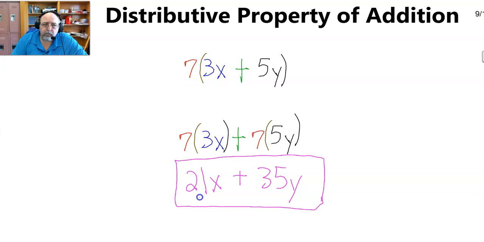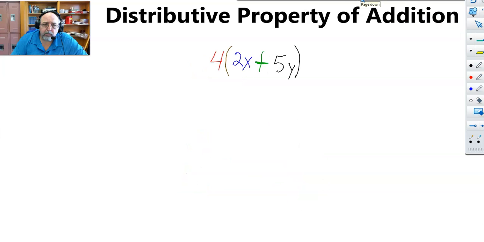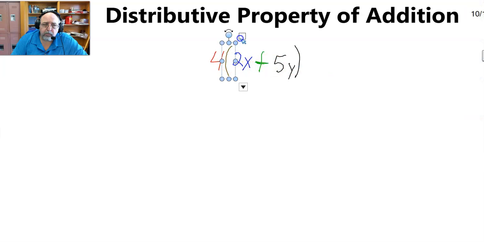Because now we know how many x's we have, and we know how many y's we have. Let's try that again. We're doing distributive property of addition. So here we go right here. We're going to do the same thing that we did a while ago. We're going to take our parentheses so that we have parentheses for each one of these that I'm going to put them into.